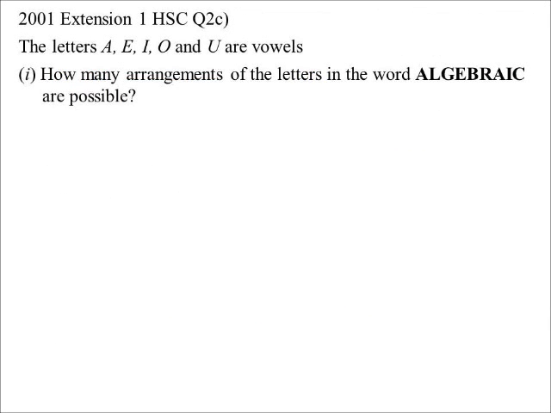Here's an extension question from the HSC. They do have to spell everything out because it is maths, not English. So just in case we were unsure, the letters A, E, I, O, and U are what we call vowels. All right. How many arrangements of the word algebraic are possible? First of all, 9 letters in algebraic, but there are 2 A's in there. So 9 factorial divided by 2 factorial gives us that.